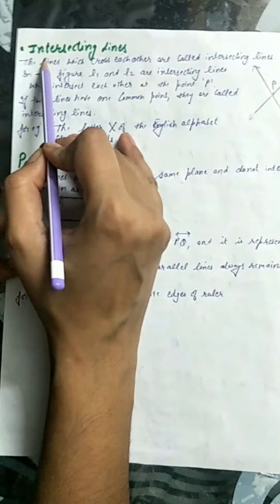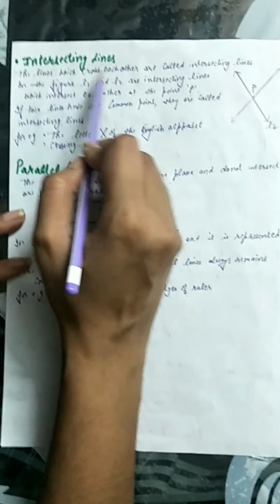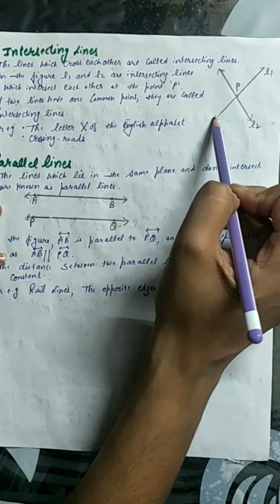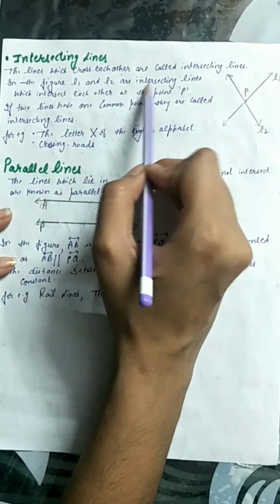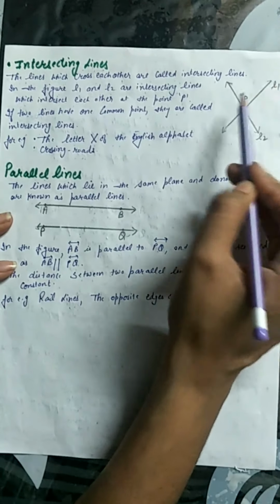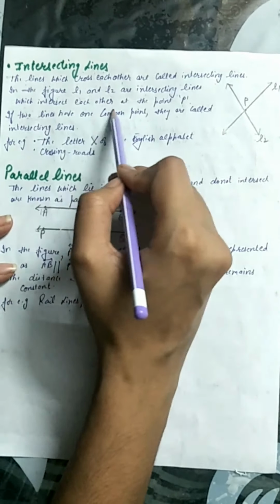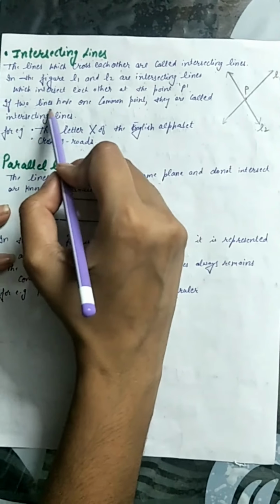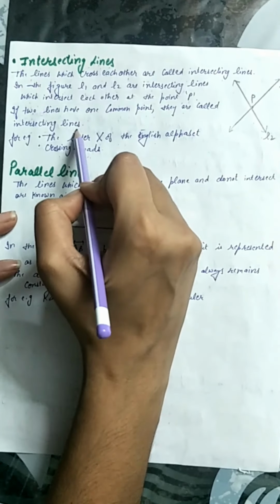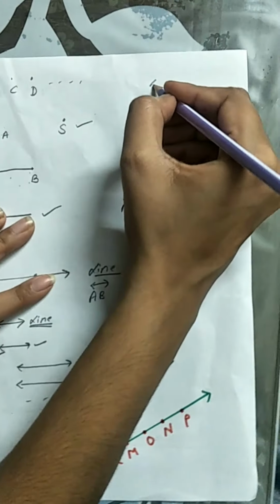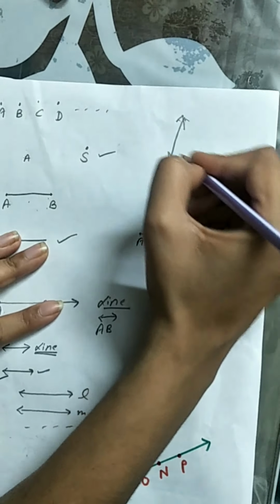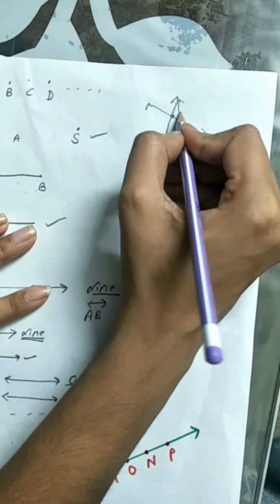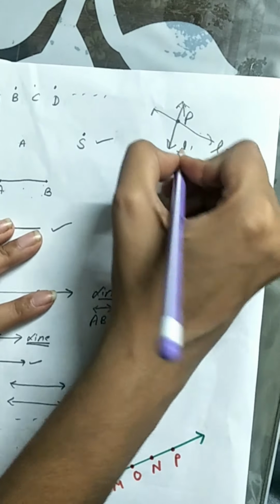Now see, intersecting lines. The lines which cross each other are called intersecting lines. See, these are two crossing lines. In the figure, L1 and L2 are intersecting lines. L1 is one line, L2 is another line, which intersect each other at the point P. These two lines intersect at the common point P. If two lines have one common point, they are called intersecting lines.